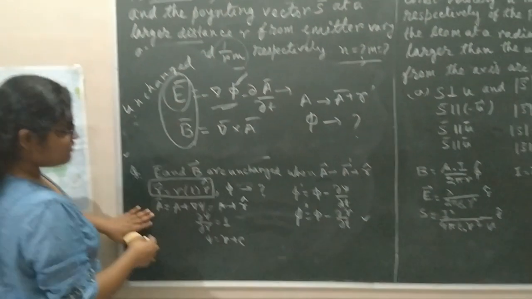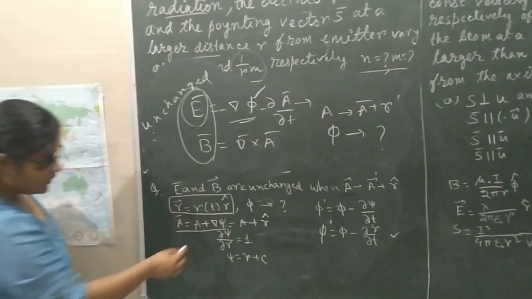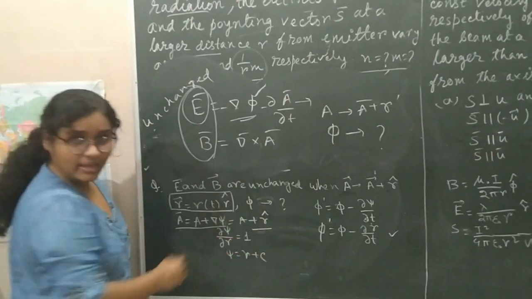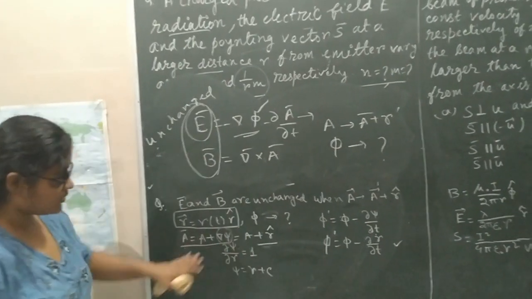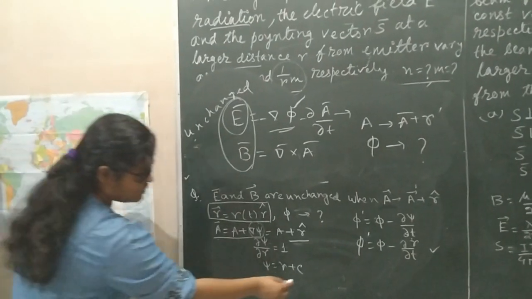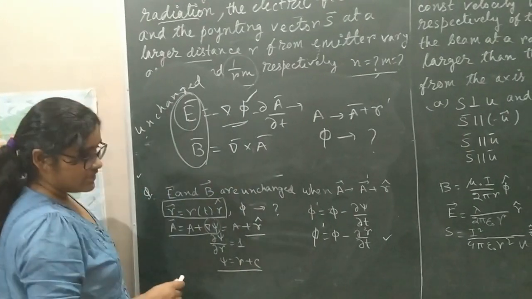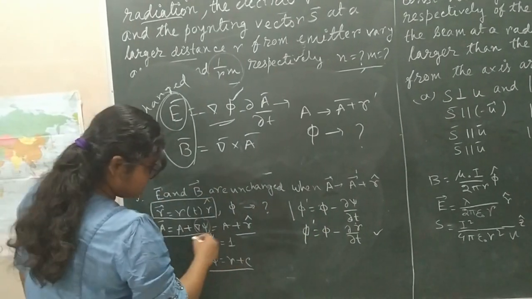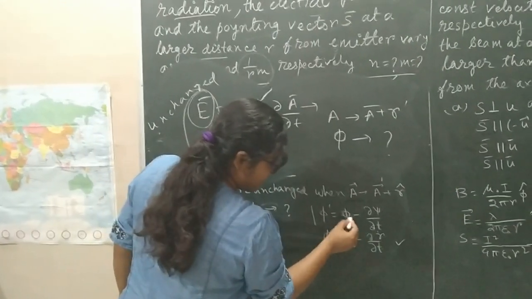So here we have the rule that we can change A up to A plus grad psi, where psi is a scalar quantity and the value of grad psi is r cap. So grad psi we can also write as del psi by del r because it is along the r direction, and this will be 1. So psi will be r plus some constant value, and then phi prime I have to change accordingly, that phi prime should be phi minus del psi by del t. If both the changes are simultaneous, then only the electric field and magnetic field will be unchanged. So phi prime will be phi minus del psi by del t.